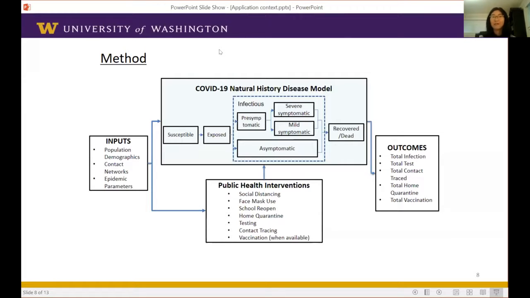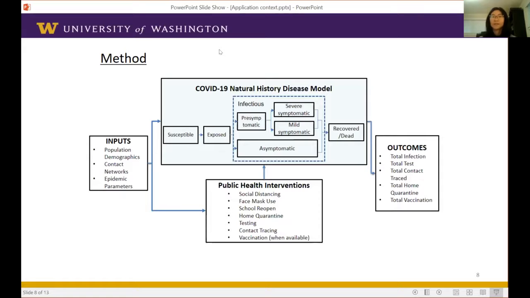Second, the natural history of COVID-19 follows a modified susceptible, exposed, infectious, and recovered structure, also known as the SEIR model. For each day, individuals could interact with other individuals in their household, neighborhood, workplace, and school. When susceptible individuals are exposed, they may become infectious after a latent period. Depending on their age, individuals may become symptomatic with various severities.